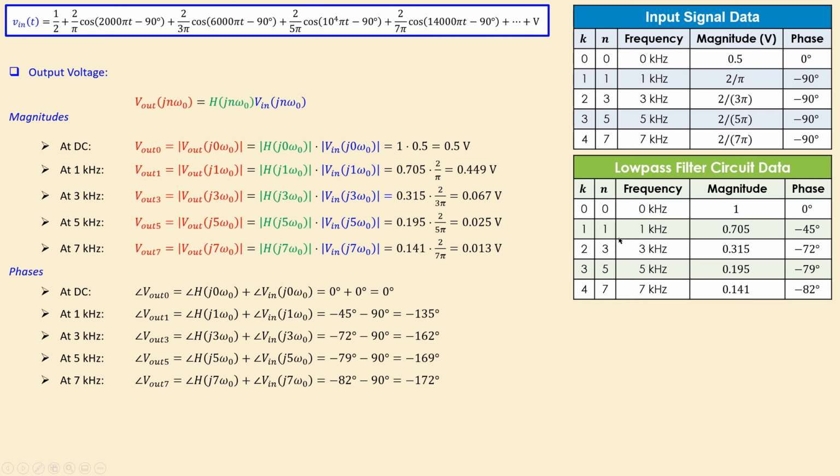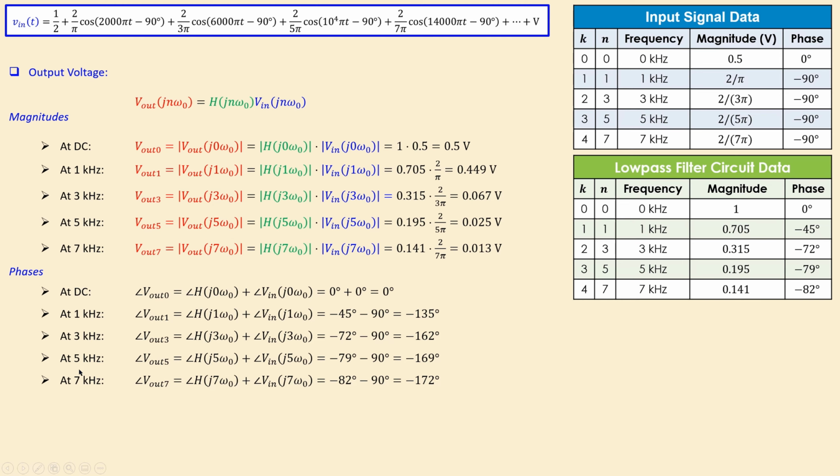The phase contribution at 1 kHz for the low pass filter, the first harmonic, was minus 45 degrees, and the phase contribution of the first harmonic at 1 kHz for the input voltage was minus 9 degrees. So I need to add these up, this is shown here, and I will have minus 135 degrees. Now, in similar form, 3 kHz, I have minus 72 degrees. At 3 kHz, I have for the input minus 9 degrees again, and I will add them up, and I will have minus 162 degrees.